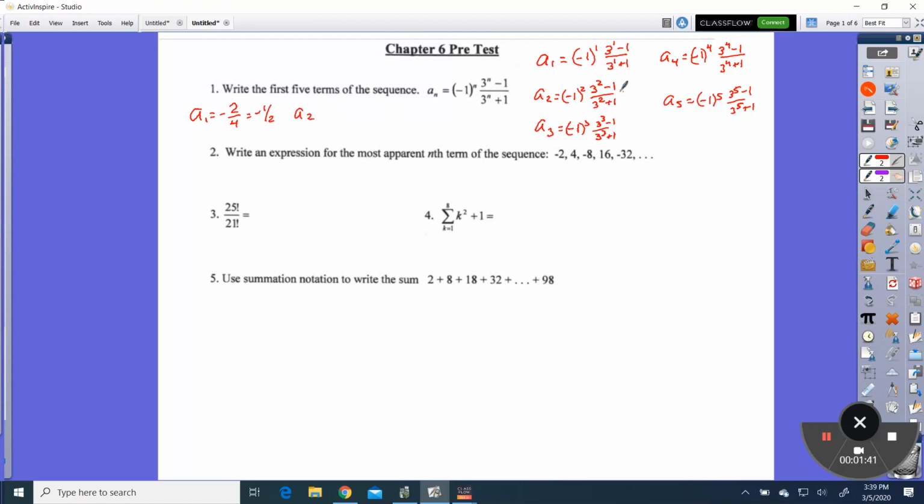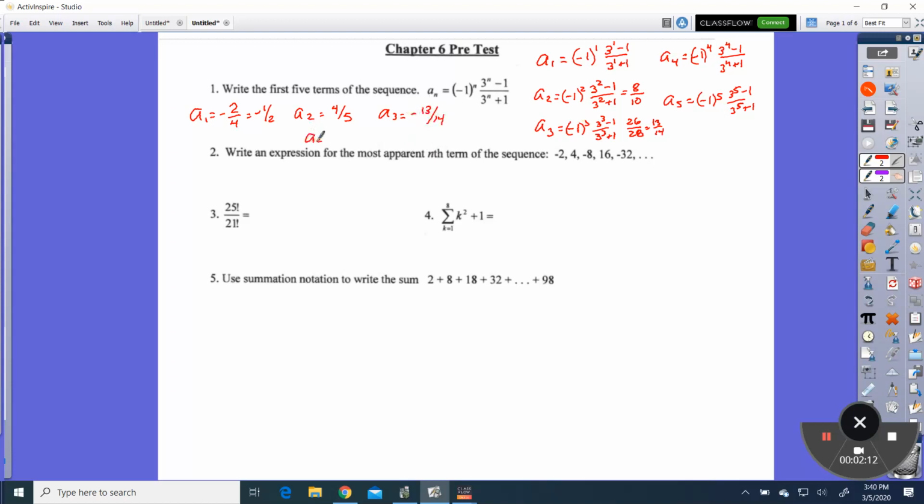A2, 3 squared is 9, minus 1 is 8. 3 squared is 9 plus 1 is 10, that reduces to be 4/5. A3, 3 cubed is 27, minus 1 is 26. And then 27 plus 1 is 28, that reduces to be 13/14. And the negative is there because it's to an odd power.